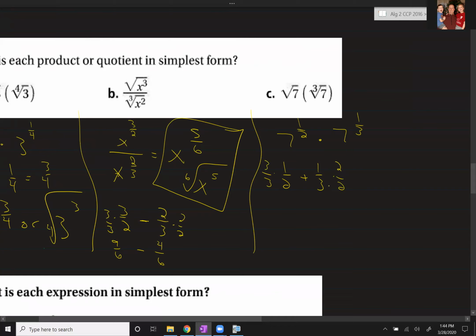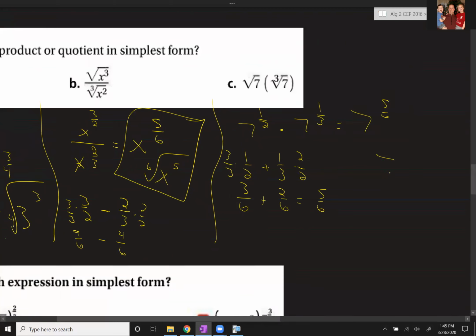Why are we doing that? Because I'm trying to make those denominators 6. 3/6 plus 2/6 is 5/6. So final answer, 7 to the 5/6. How else might you see that answer? 7 to the 5th power, taking the 6th root. Either one of those will work.